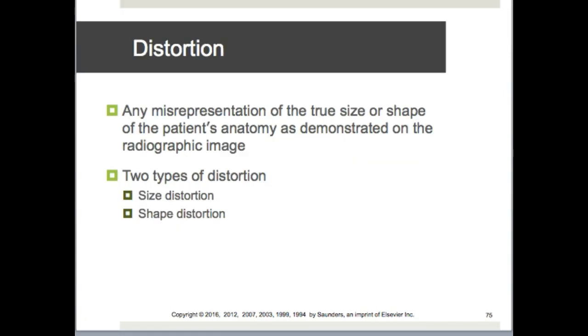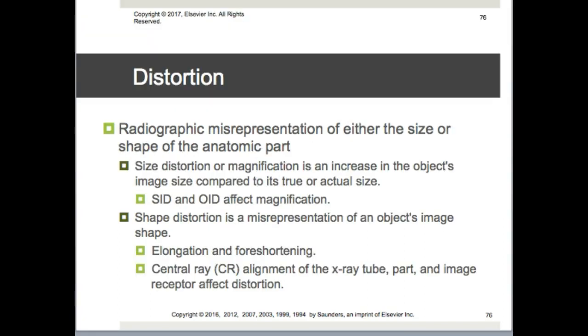So distortion: any misrepresentation of the true size or shape of the patient's anatomy as demonstrated on the radiographic image. There are two types of distortion, size and shape. So distortion, radiographic misrepresentation, either size or shape of the anatomical part.